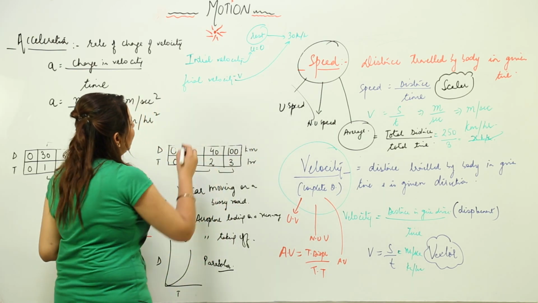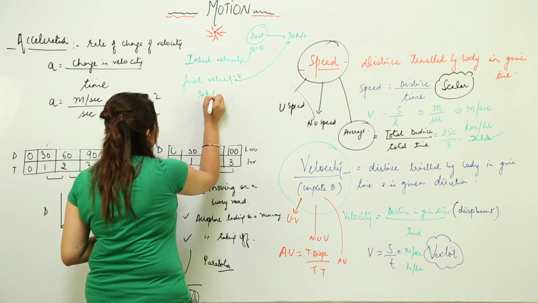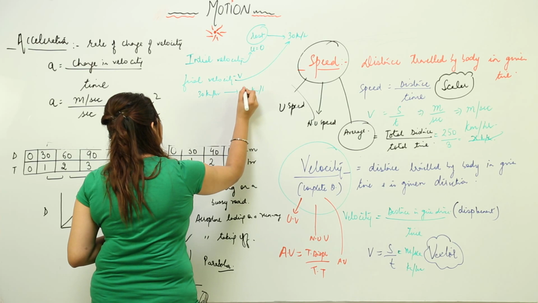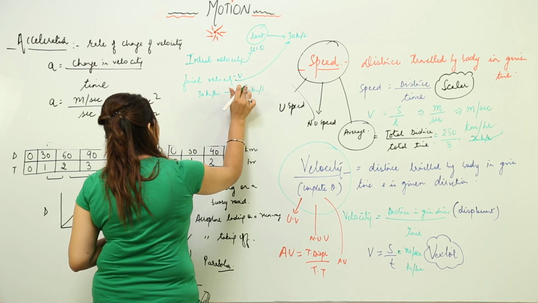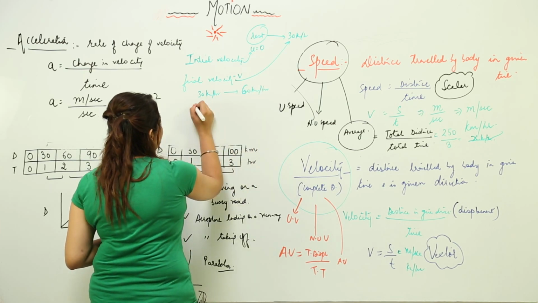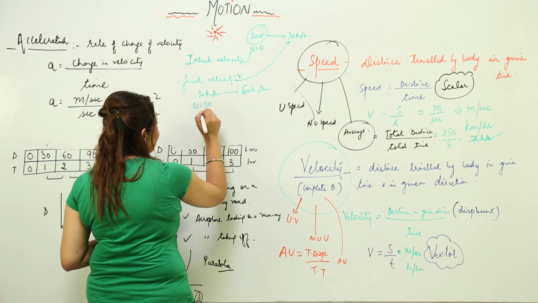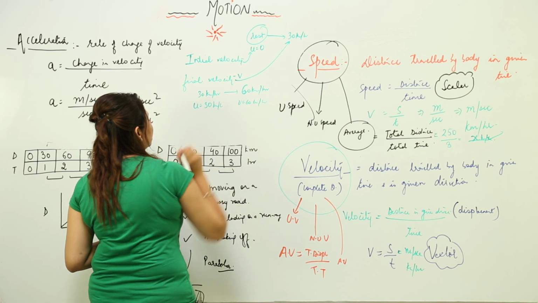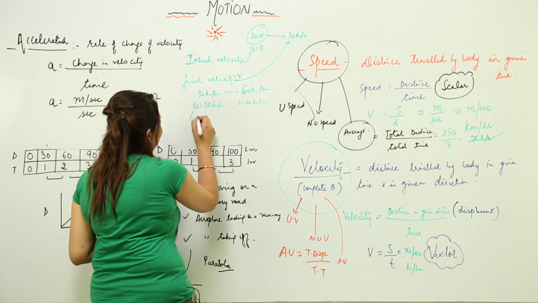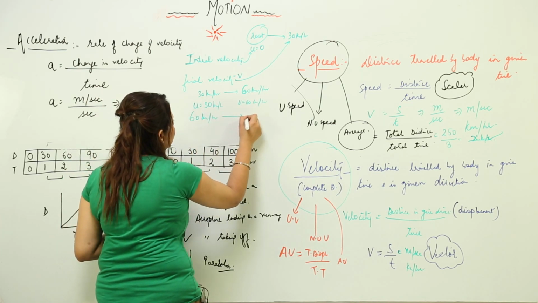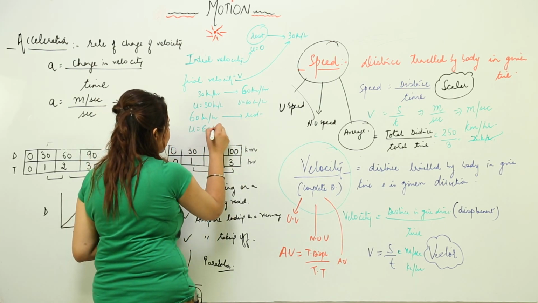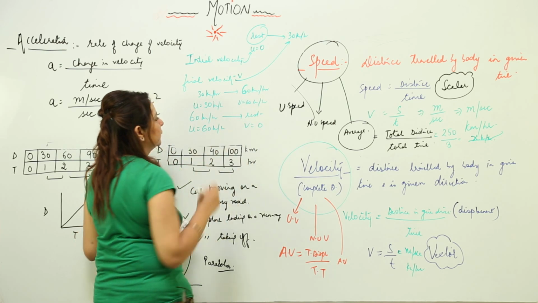Suppose I say a body is moving at 30 km per hour, it accelerates and its speed becomes, let's say, 60 km per hour. Then initial velocity u is 30 and v is 60. Likewise, if I say body is moving at 60 km per hour and suddenly comes to rest, then initial velocity is 60 and final is 0.